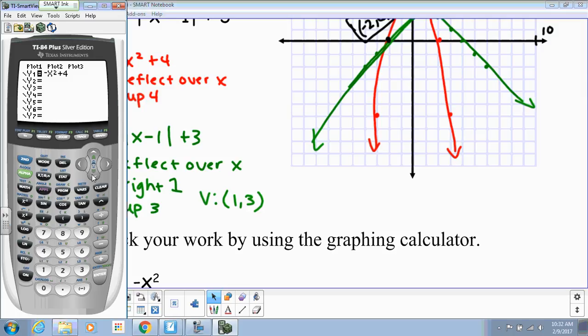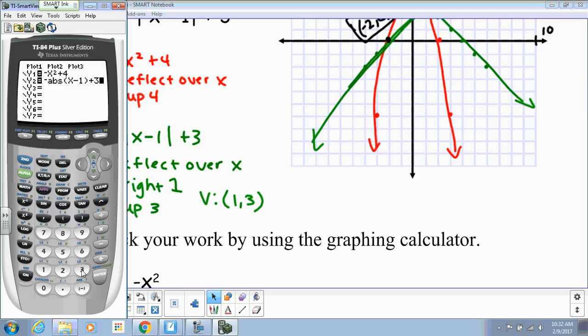Okay, and then absolute value, so negative, and then absolute value is under math, and then over to number, it's the first one. So math, number. And then that was x minus 1. Make sure to close the parentheses so you close that absolute value. Okay, and then plus 3.